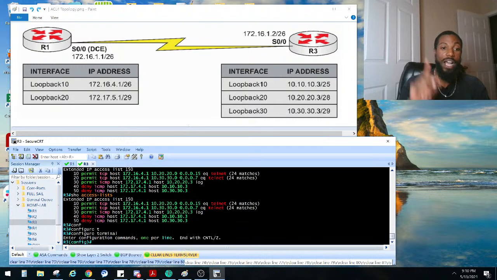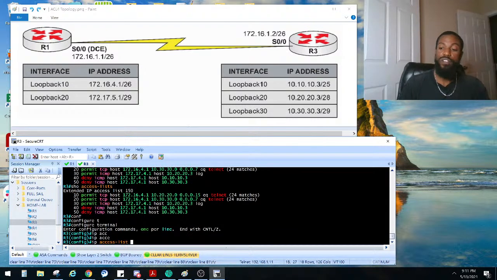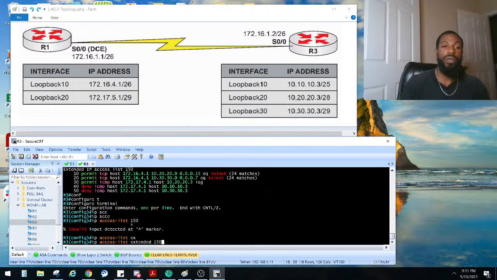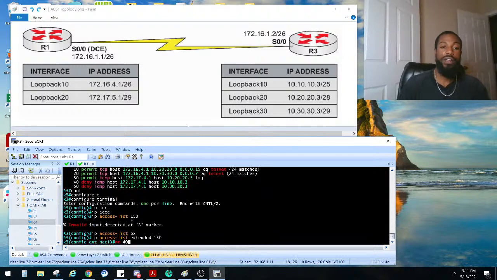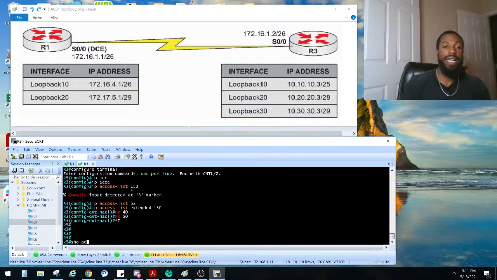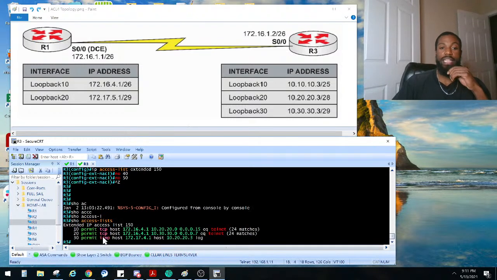So let's go ahead and do that. Go to global config mode. I think I see what you're saying now. IP access list extended 150. We're gonna say no 40, no 50. And I think that's what you was trying to say there, right? Show access list. Right. So now we're permitting this right here, and then he said to block the other ones.